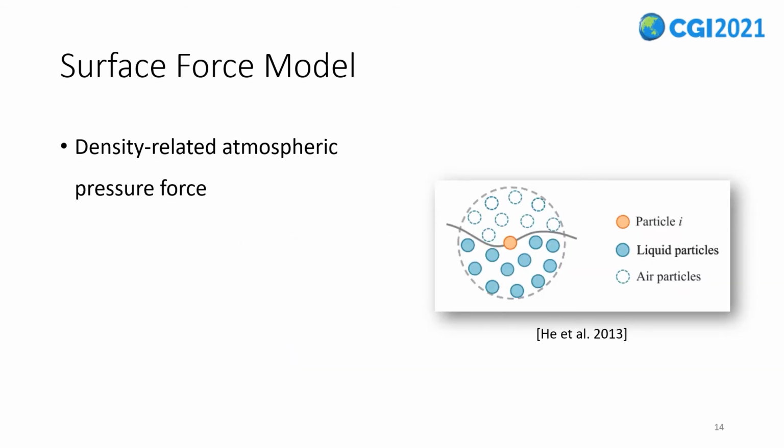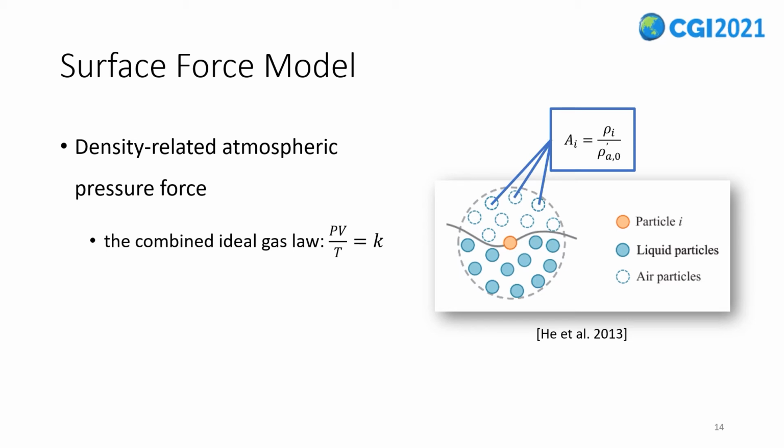According to the combined ideal gas law, the pressure of the gas will increase when compressed in an enclosed space at an unchanged temperature. So we introduce a factor A for each air particle to correlate the pressure and the density. And using the SPH spatial discretization, which we have introduced before, we can get this formula to represent the relative density of the air phase.